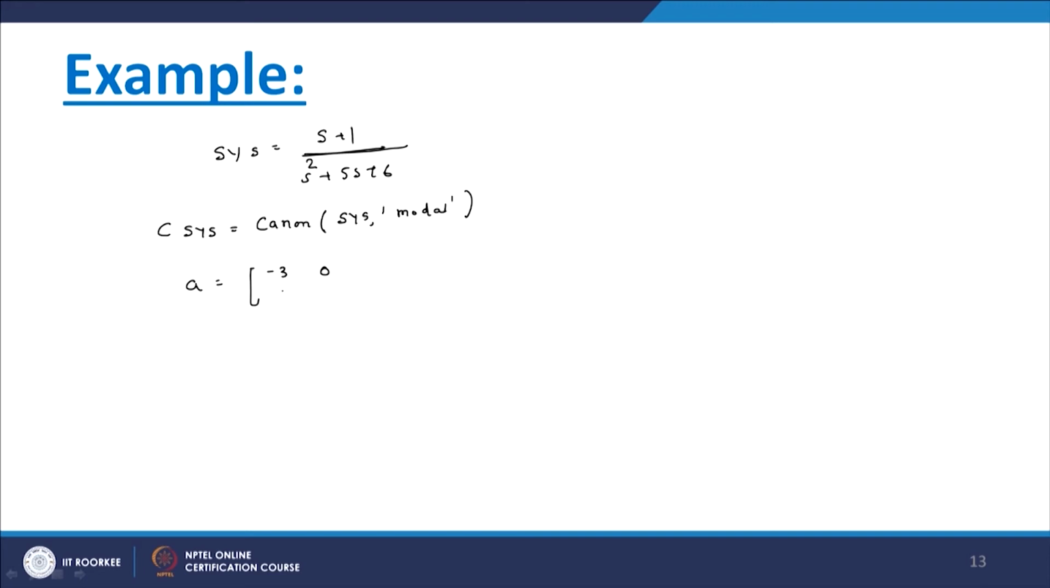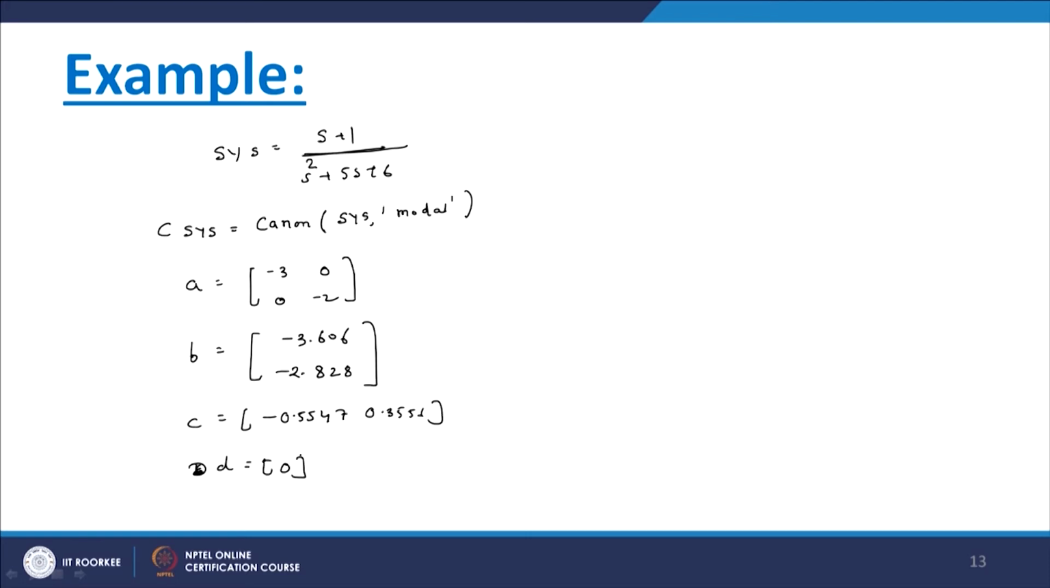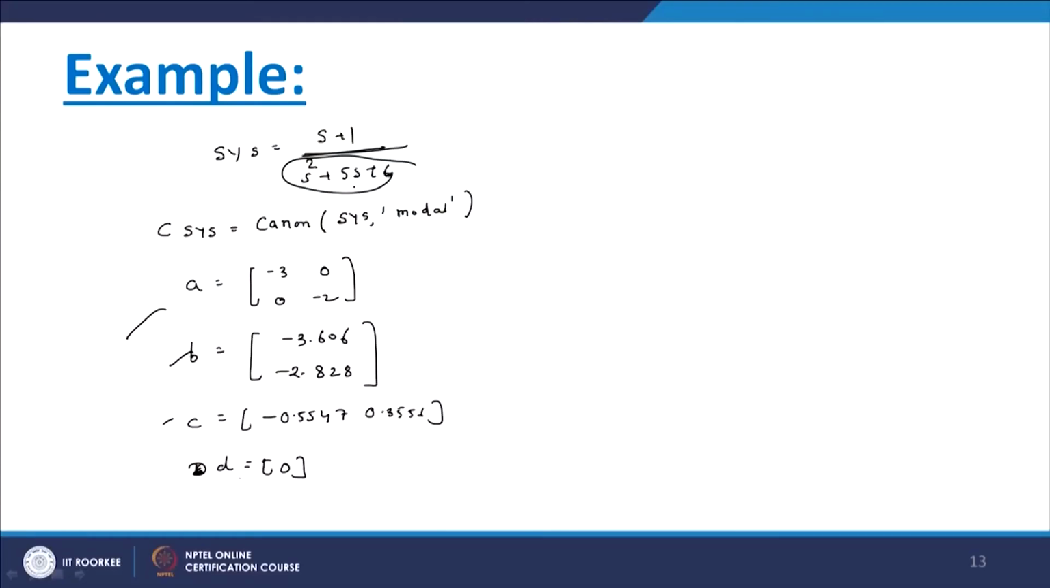If you write the command CSYS equals canon of SYS, modal, you get the result as A matrix as -3 0 0 -2, B matrix as -3.606, -2.828, and C matrix as -0.5547, 0.3556, and D matrix is 0. That means we will get A, B, C, D, and the given system is in diagonal form. You will see that for this s square plus 5s plus 6, there are two eigenvalues, one is -2 and another is -3. You will find that they come in a diagonal form if you use this particular command.